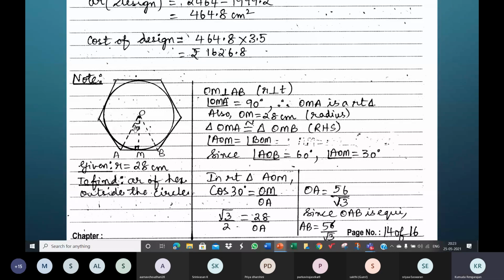So right triangle, 30 degrees, because the whole angle is 60 in the equilateral triangle. And then you know OM is 28 centimeters. Find OA: cos 30, because adjacent by hypotenuse. For 30 degrees, AM is the opposite side. So OM is the adjacent side and OA is the hypotenuse, that we know because it's opposite the right angle. OM is the adjacent side.